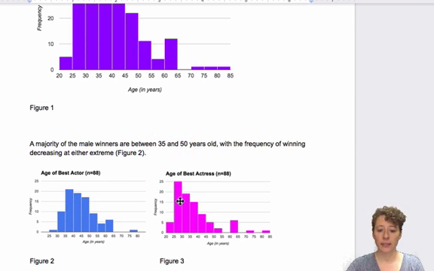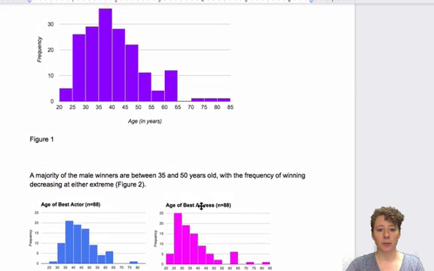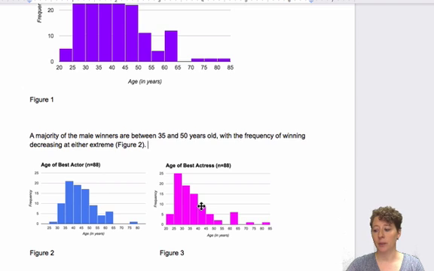Okay, now let's look at the actresses. The distribution here is a little bit different, both from the population and from the male winners. We can see this goes up really sharply. The mode is right at the beginning here. This is people who are 25 and up to, but not including 30 years old. That's where the majority of the female Academy Award winners are. But it just continues to decline as they get older.